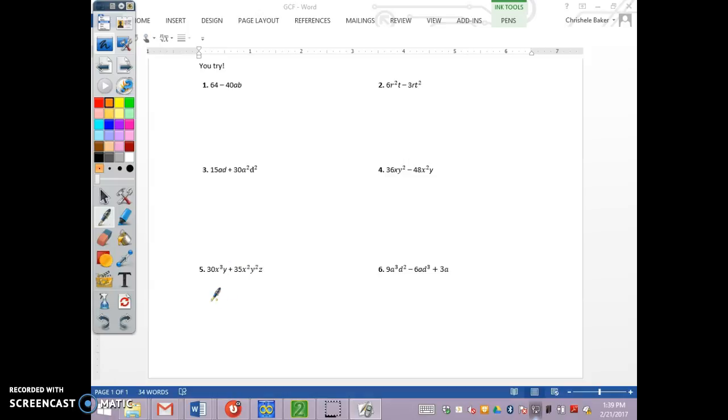30 and 35, the greatest common factor between those is 5. I have x cubed y and x squared y squared z. I can take out an x squared and a y. What am I left with? 30 divided by 5 is 6. I took out 2 x's, I had 3, and I took out the y. 35 divided by 5 is 7. I took out both x's. I took out one of the y's, so 1 is left, and then there's also a z. If it's not common, you can't take it out.